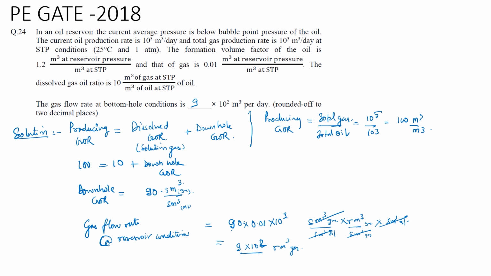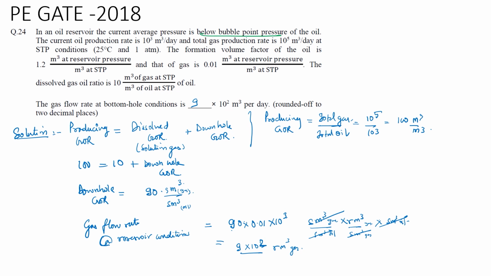This question has been asked in GATE 2018. Let's look at the question. In an oil reservoir, the current average reservoir pressure is below the bubble point pressure of the oil. The current oil production is 1000 meter cube per day, and the total gas production is 10⁵ meter cube per day at standard temperature conditions.